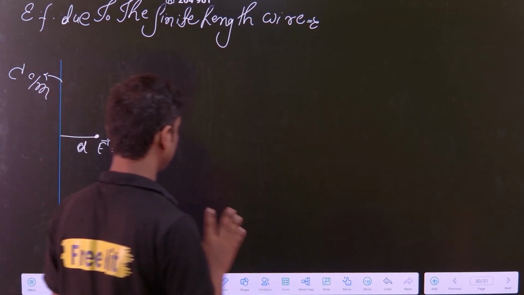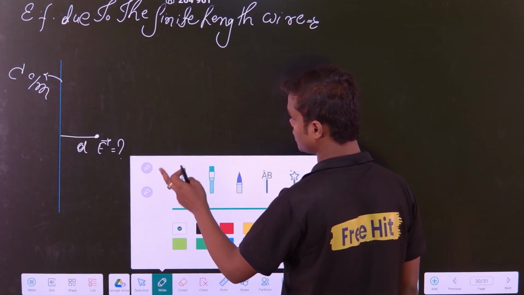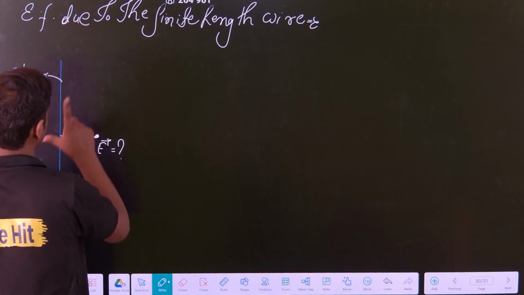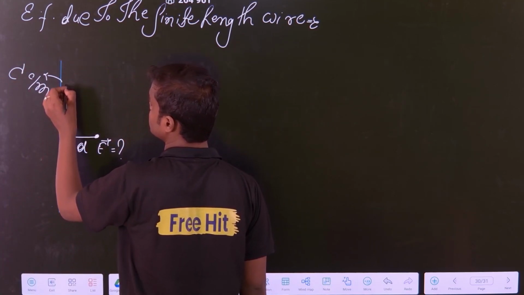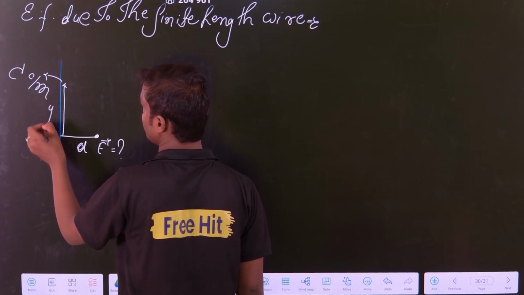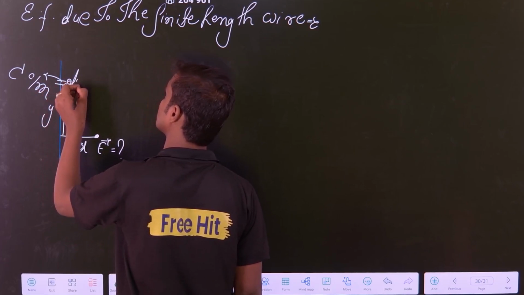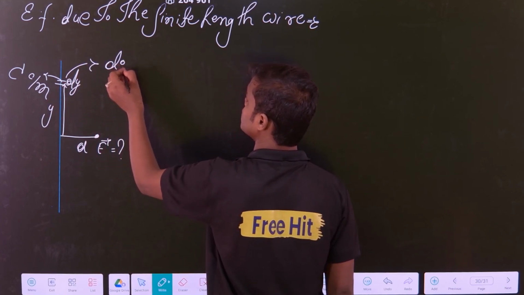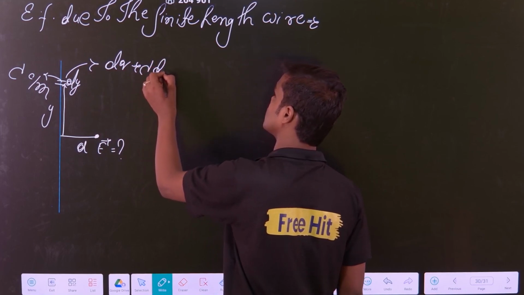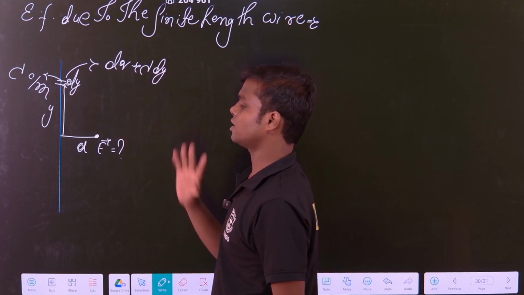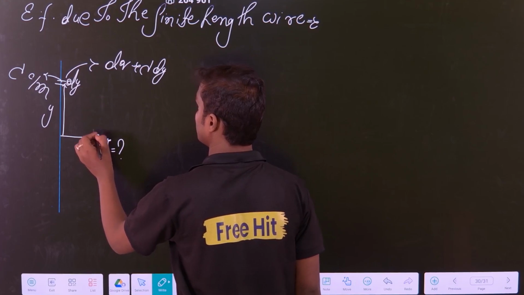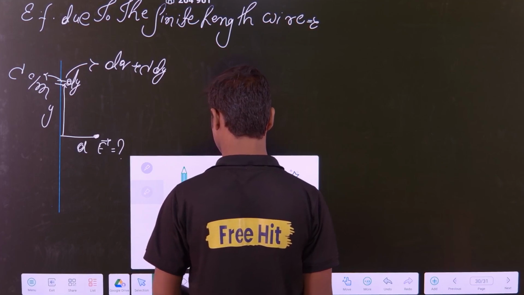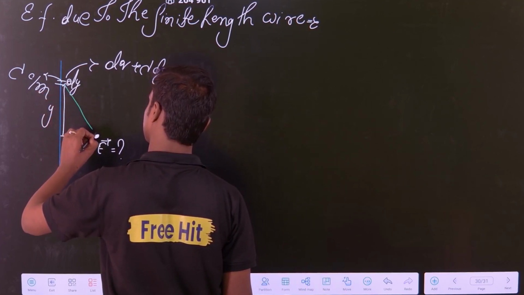So what you have to do? You have to take an element. That is clear, because we cannot directly apply the formula, since it is not a point charge. So from this point I go distance y, and I take a small element dy, and suppose it has a charge dq. What is dq? dq will be given as lambda dy, correct. Now at this point I am joining this point with this.